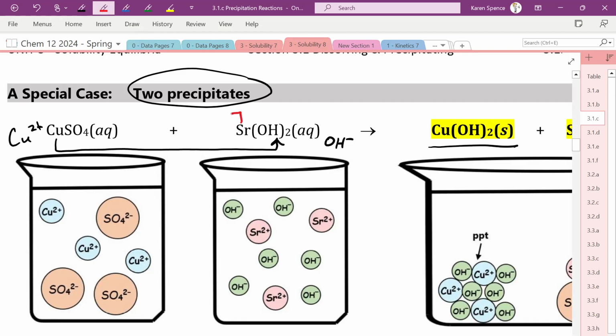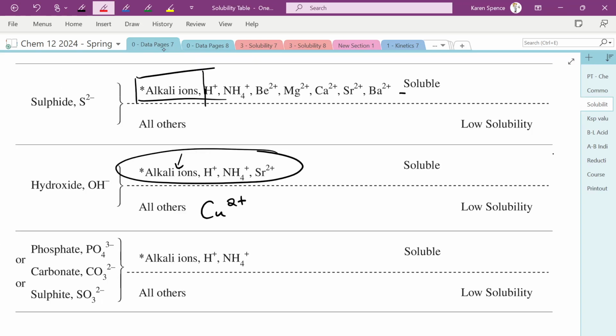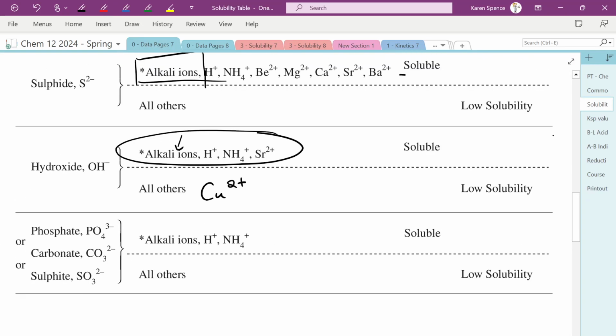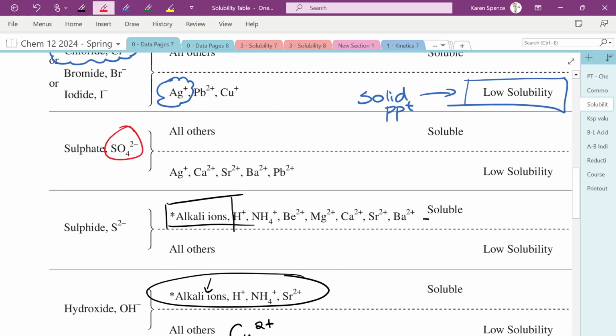Strontium. When it gets together with sulfate, once again, we could look on our table. Sulfate. Come back here. Where are you? Sulfate and strontium is low solubility. So once again, that's going to also be a solid.